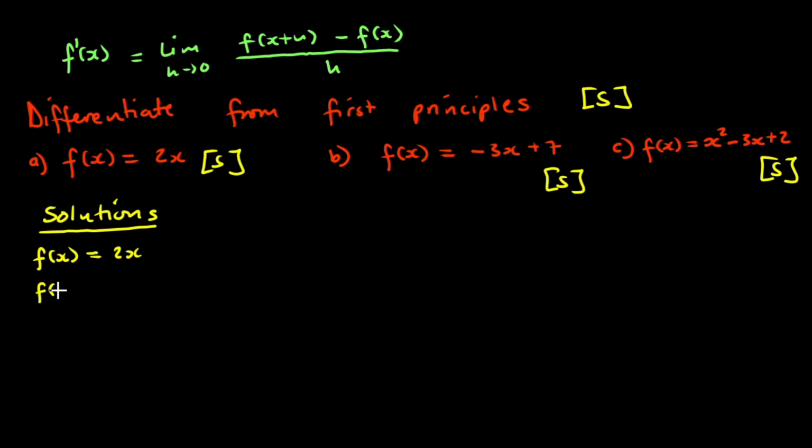And then f of x plus h is equal to what? F of x plus h means wherever there is x, plug in x plus h. That's 2(x plus h), and that's equal to 2x plus 2h. And the numerator is actually equal to f of x plus h minus f of x. So you might have to simplify that before you go there.